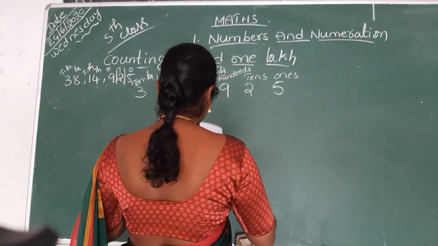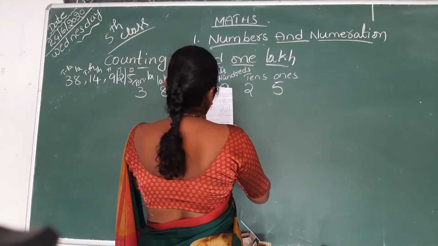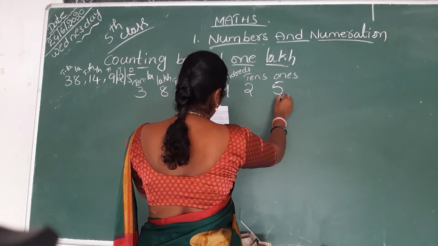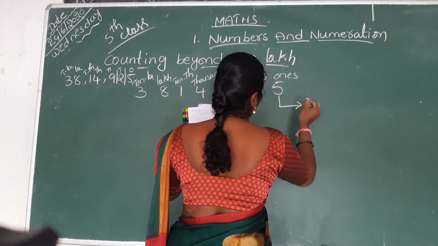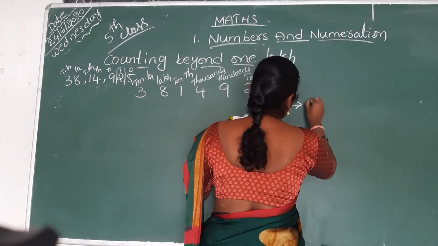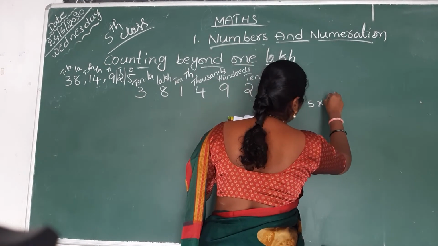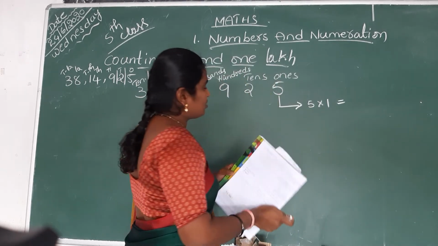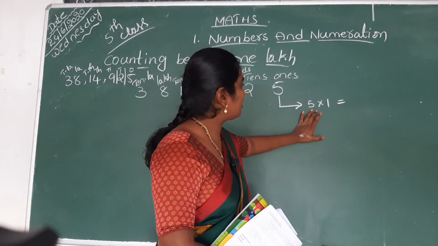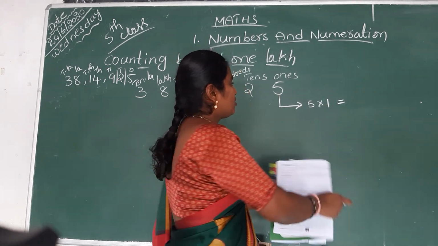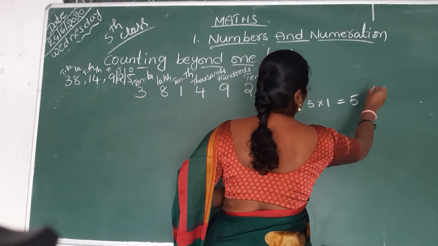Now you have to write the place value. First we have to take ones place. Ones place, 5 is there, no? So ones place means you have to multiply the number with 1. This 5 is in ones place, so you have to multiply this number with 1. So 5 into 1, 5.